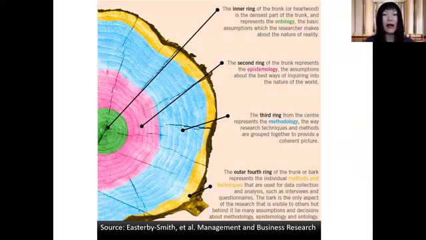So here this graph is a tree trunk. If you're more of a visual learner, you may find this graph more understandable. And we know that in a tree trunk, there are layers and layers and layers.